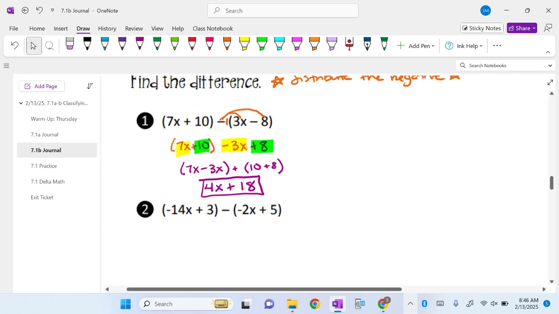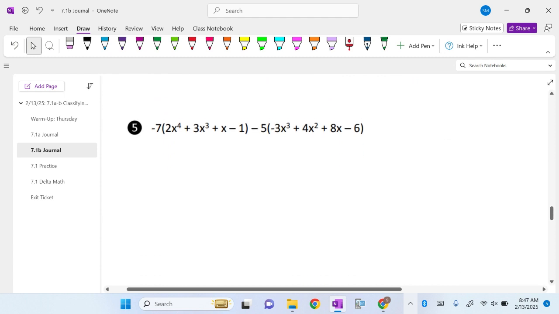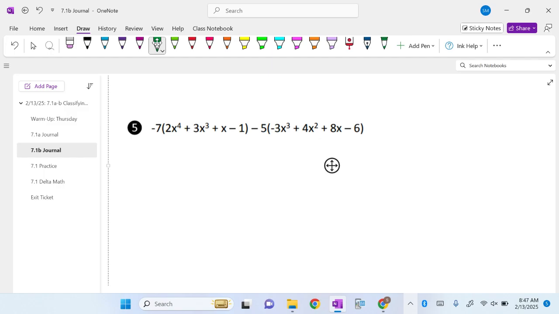All right, let's look all the way at example 5. So, example 5. What's going on here? What do we have to do first before we can do any combining? We need to distribute the numbers to all the parentheses. And you can also distribute the negative at the same time. So we'll distribute, boom, boom, boom, that negative 7 to the first set of parentheses.